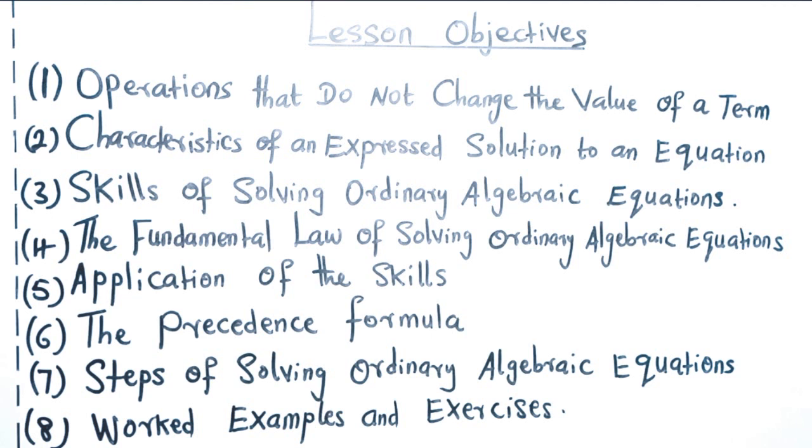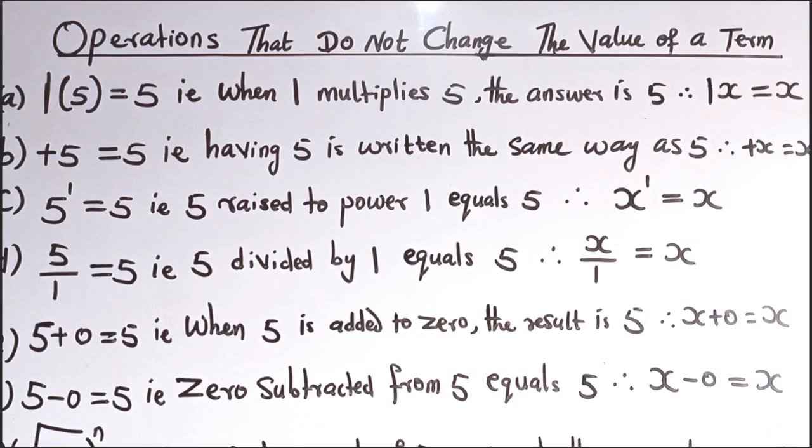Now let's turn our attention to the first objective, and that is, as you can see on the screen, operations that do not change the value of a term. There are certain kinds of mathematical operations that, when carried out on a term, will lead to the same term as the final result. Let us look at some selected operations which, when carried out on a number, the result turns out to be that same number.